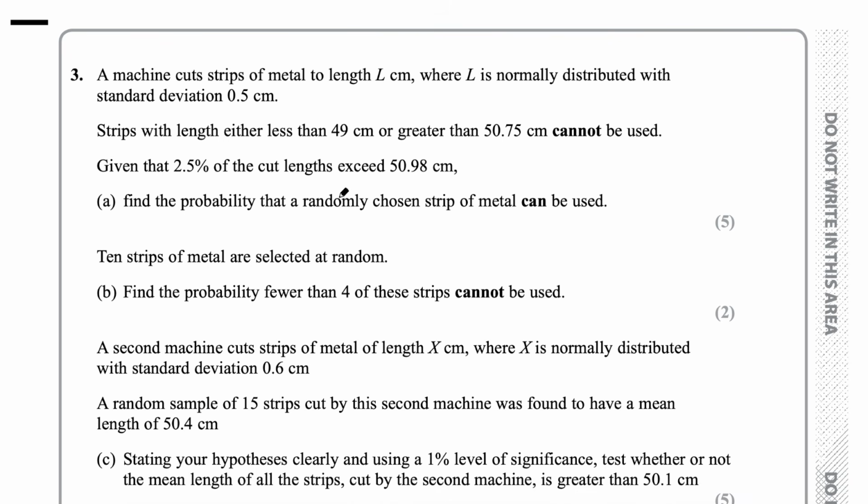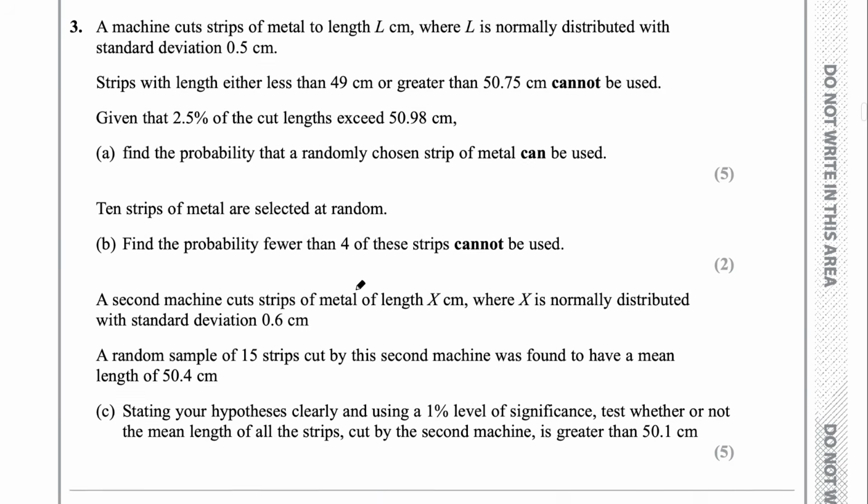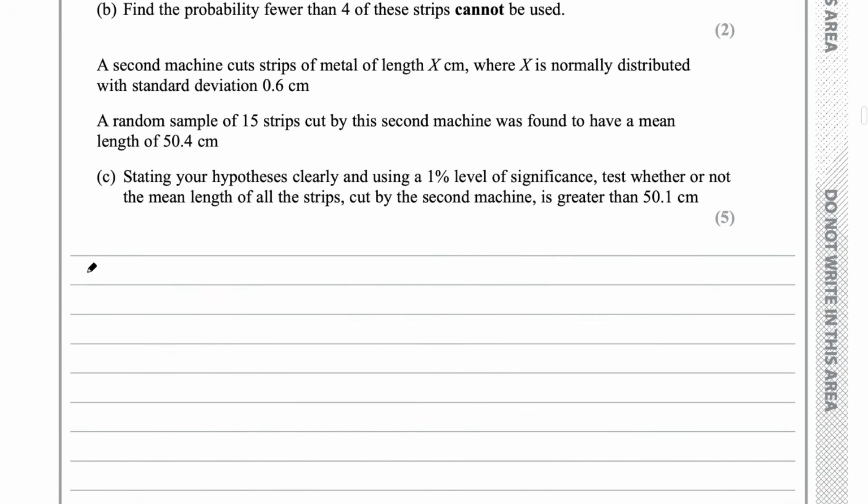Okay, so for part A, we're told it's normally distributed, which is handy, and we're given the standard deviation. The main problem here is they don't give us a mean, so we're going to have to find the mean in order to find the probability that the strip is between these 2 lengths. So there's a few ways we can find the mean, but let's get started on part A.